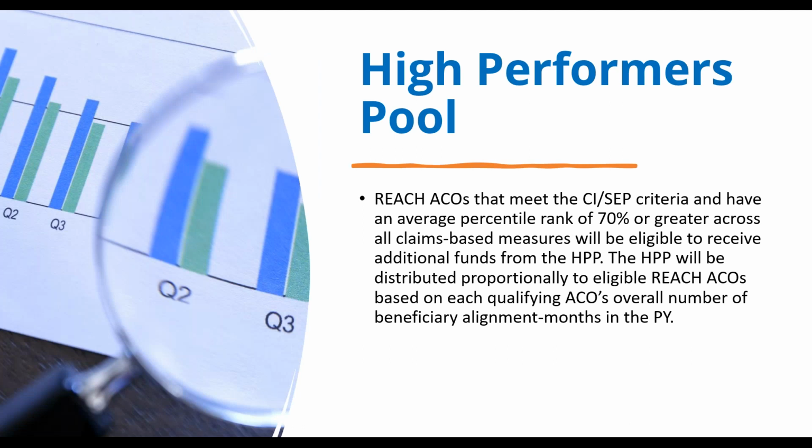Now, under the high performers pool, the REACH ACOs that meet the CISCP criteria and have an average percentile rank of greater than 70% will be provided with an additional amount. Now, this additional amount will be collected collaboratively from all the ACOs that are losing money on the quality. All that amount will be clubbed together and distributed proportionally to all the eligible REACH ACOs which belong to the high performers pool. Thus, quality score has a lot more impact in the ACO REACH than just 2%.